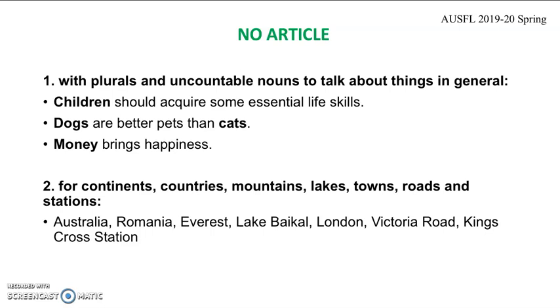And now we're going to look at where we don't use any of the articles. Rule number 1. We do not use articles with plural nouns and uncountable nouns to talk about things in general. Children should acquire some essential life skills. Children is a plural noun, and it refers to children in general, not a specific group of children.